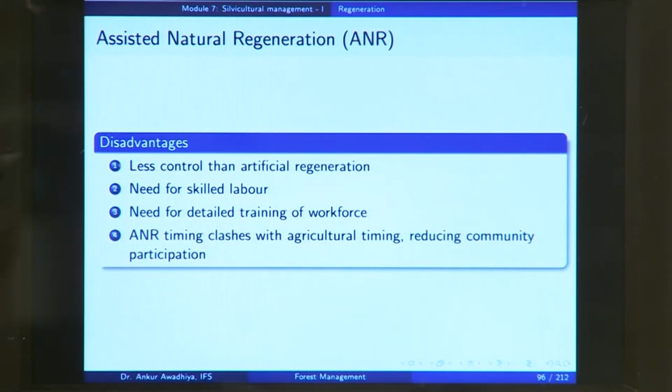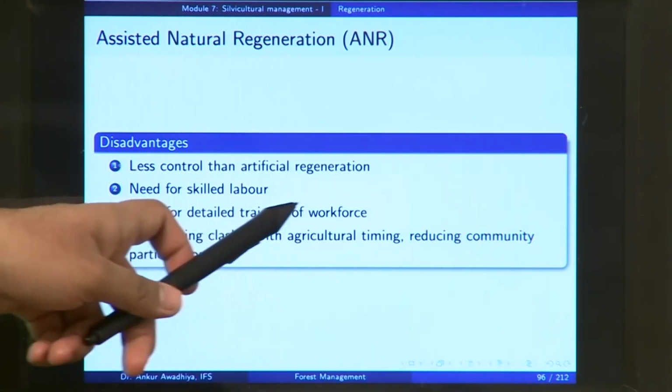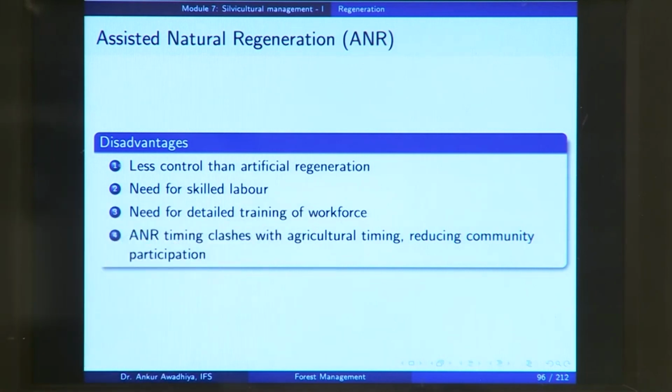Then there is a need for detailed training of the workforce. So, you need skilled labor, you provide them with training, and also another disadvantage is that the ANR timing often clashes with the agricultural timing, which reduces community participation.